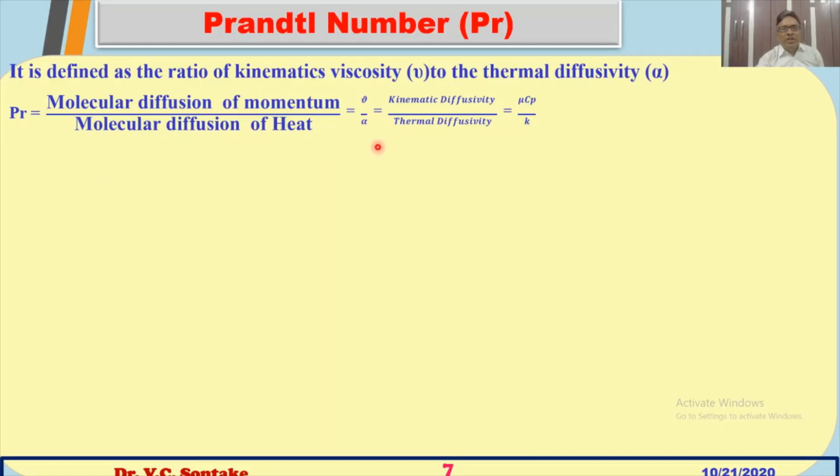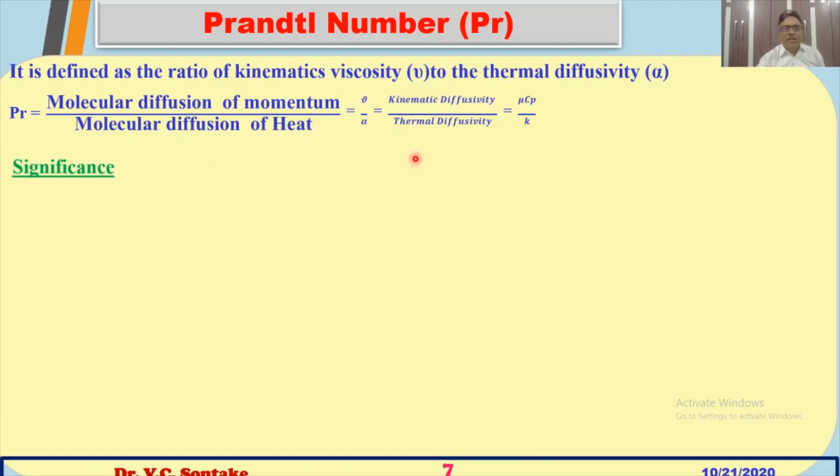In this expression, the kinematic viscosity represents the ability to diffuse or dissipate or transfer the momentum of fluid flow, and the thermal diffusivity represents the ability to diffuse or dissipate or transfer heat within the fluid.